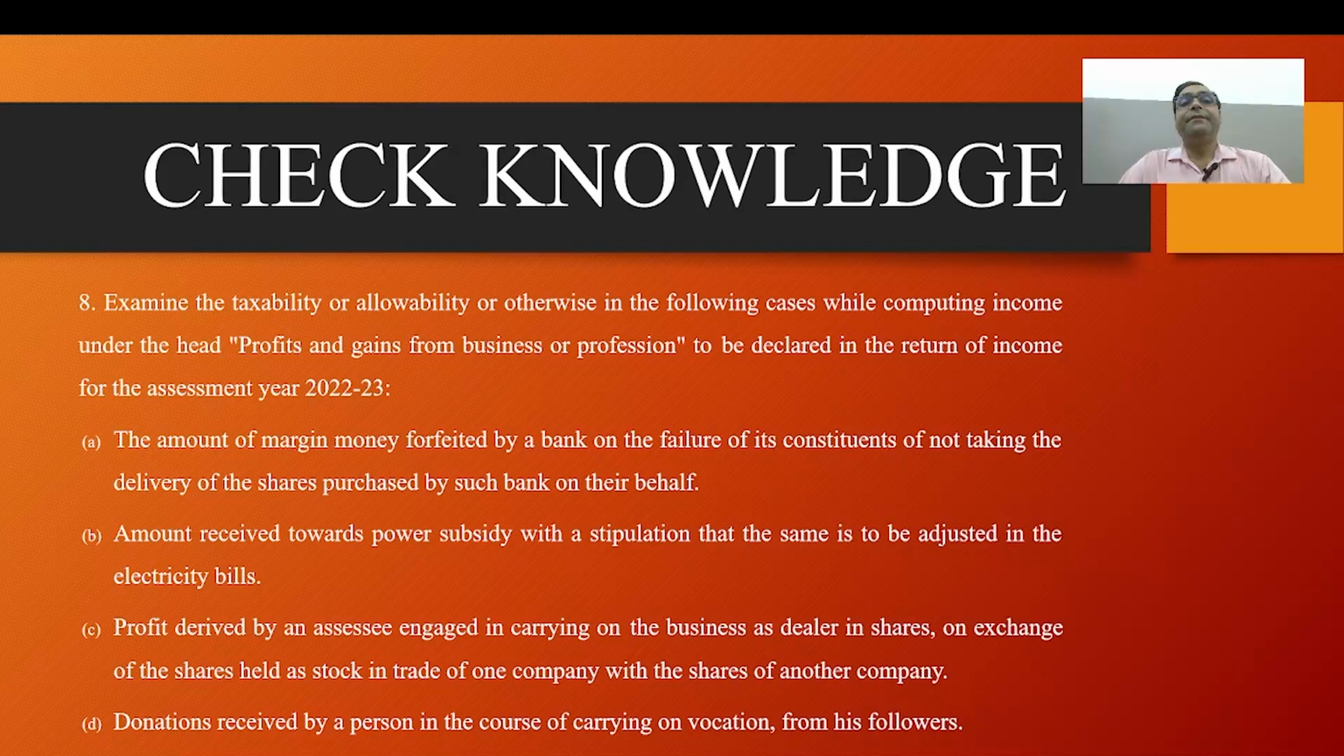And C: the profit derived is the difference between the price of shares of the first company and the market value of shares of the new company on the date of exchange, and has to be treated as profit derived by the dealer in shares on exchange of shares held as stock in trade of the first company with the shares of the new company. This is in the normal course of business, and hence such profit is taxable as business income. It was so held by the Supreme Court in Orient Trading Company Limited versus Commissioner of Income Tax in 1997.